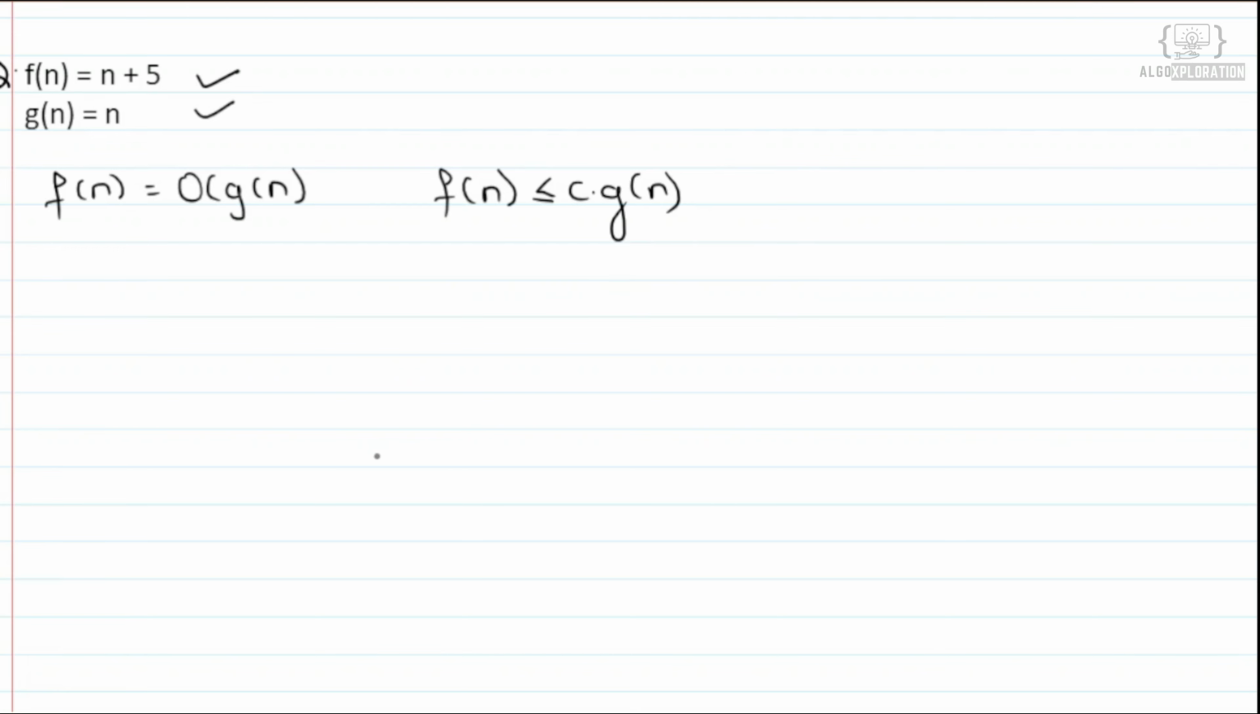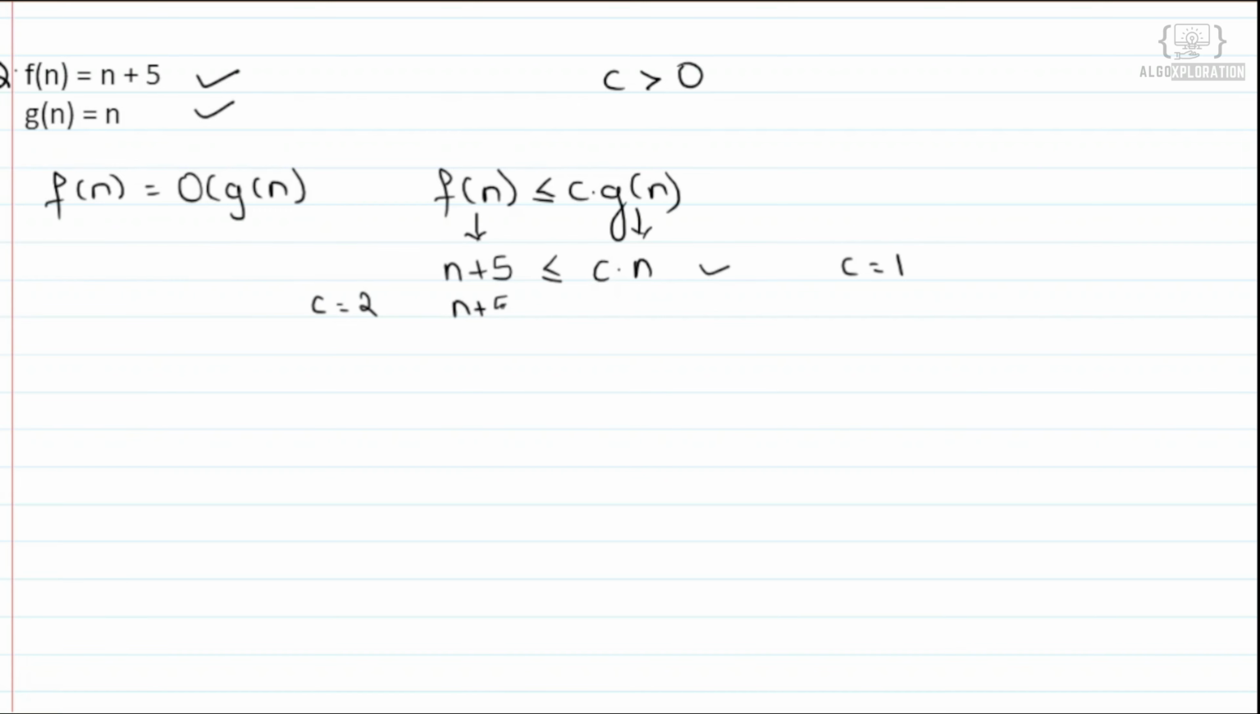Now let's put the values. The value of f of n is n plus 5 and the value of g of n is n, and we have to substitute c. Now to prove this condition, we have to take the help of c, which is a constant, and c should be greater than 0. But if we put c as 1, then it will not make any sense. It will be as it is. So let's put c as 2.